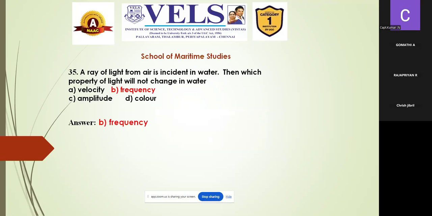Next question is, a ray of light from air is incident on water. Then which property of light will not change in water? Option A is velocity. Option B is frequency. Option C is amplitude and color. The answer is frequency.